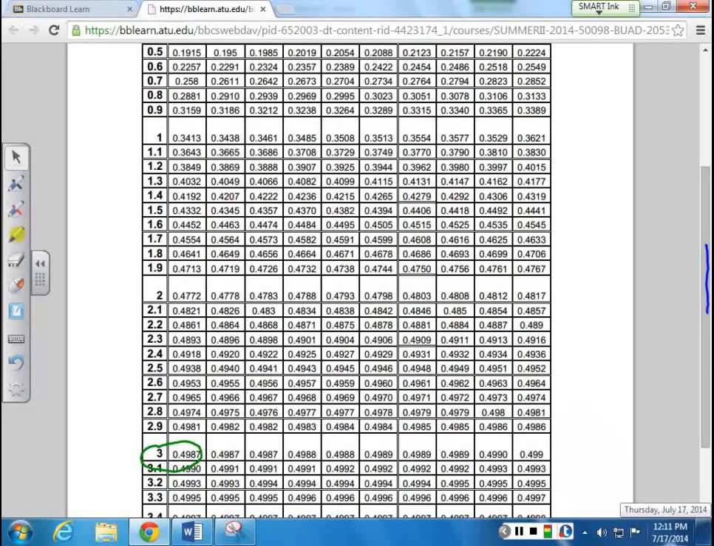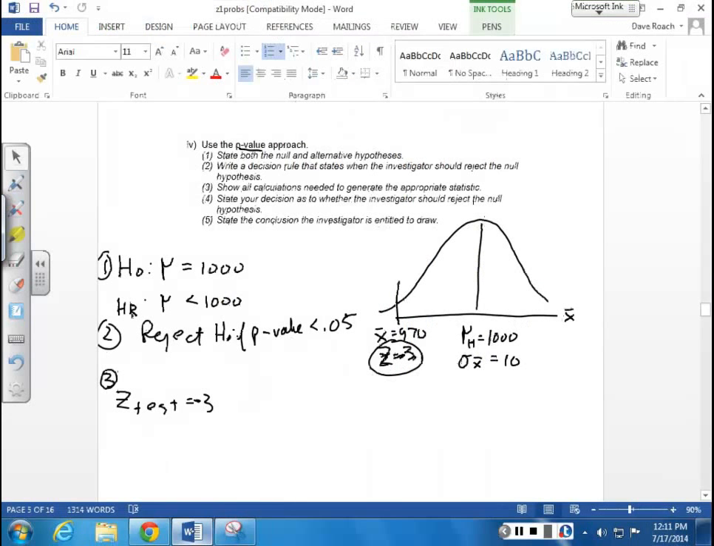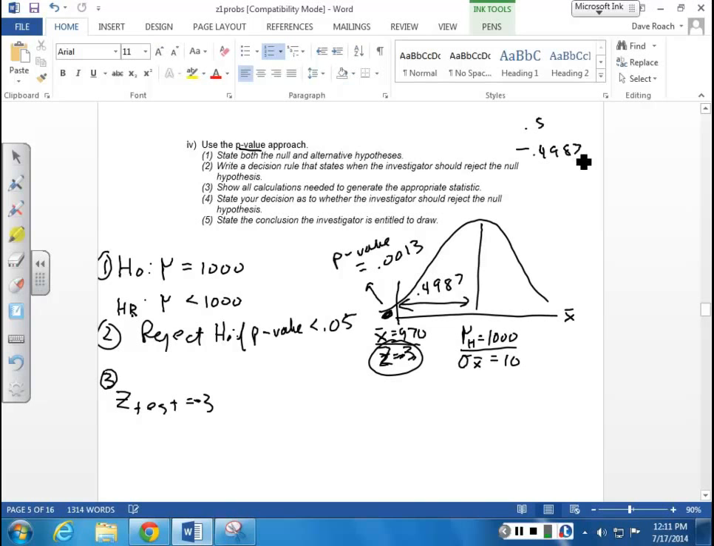And that's 0.4987. So from here to here, from our hypothesized 1,000 to the 970, 3 standard deviations, that's 0.4987. So that means that the p-value is equal to 0.0013. That's just 0.5 minus 0.4987. So that's the rest of the calculation.